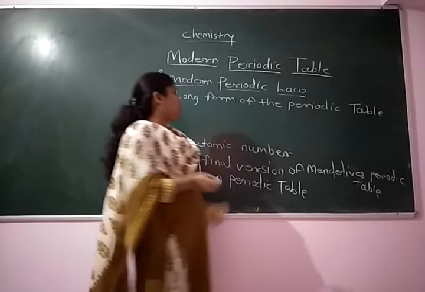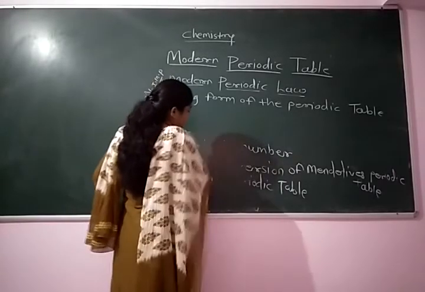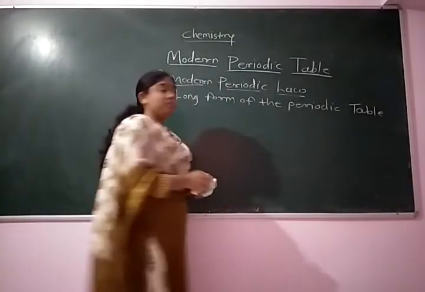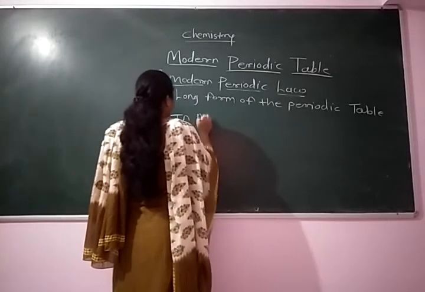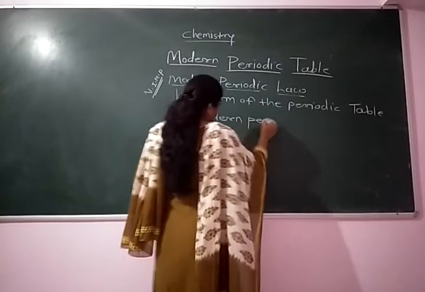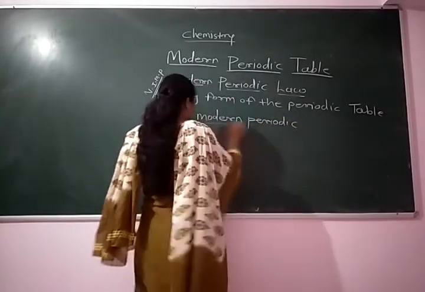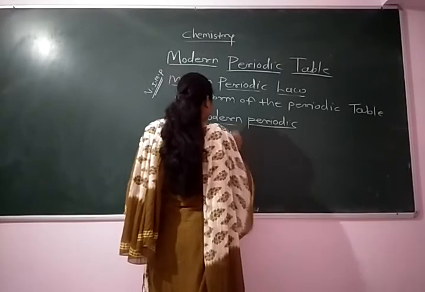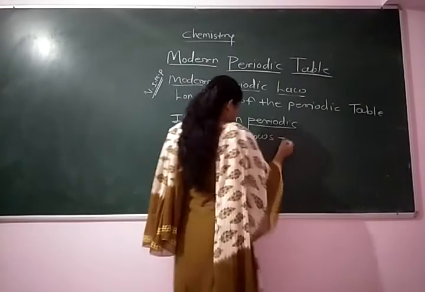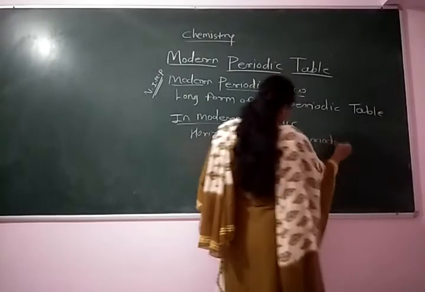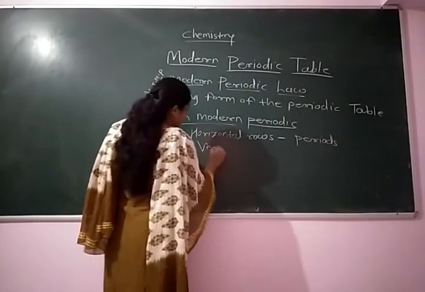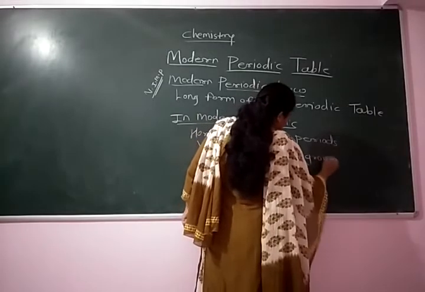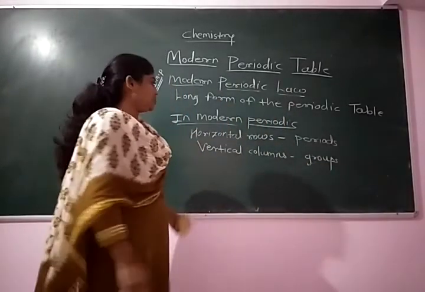Okay. In modern periodic table, consisting of horizontal rows, horizontal rows are called periods and vertical columns are called groups. Vertical columns called groups. Okay.